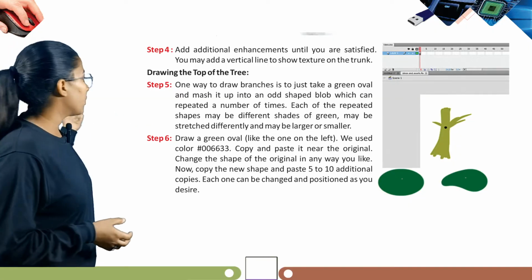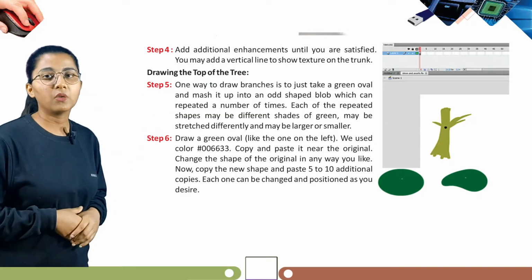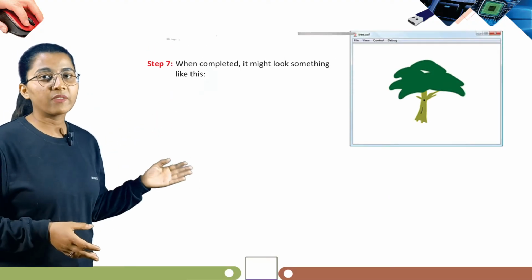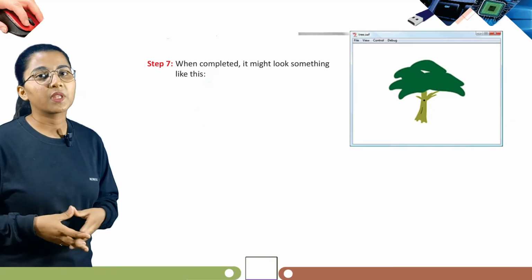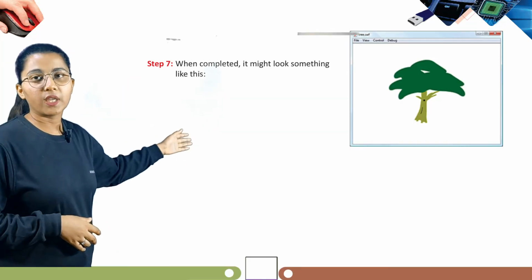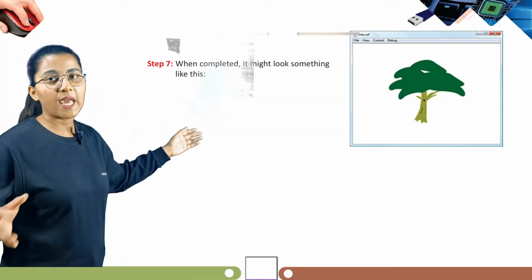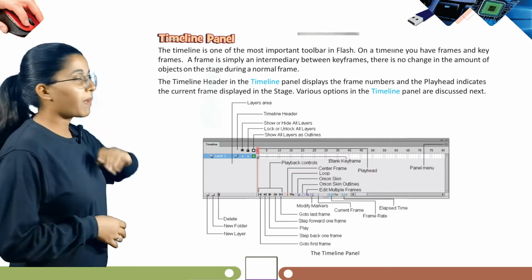So students, now here you can see the interface of these steps along with them. Now our step 7 is, when completed, it might look something like this. So students, here you can see the whole tree made in Flash CS6. Now students, our next topic is the timeline panel.